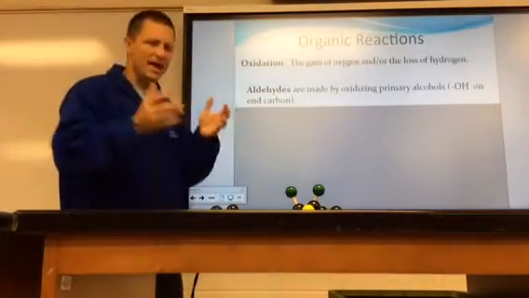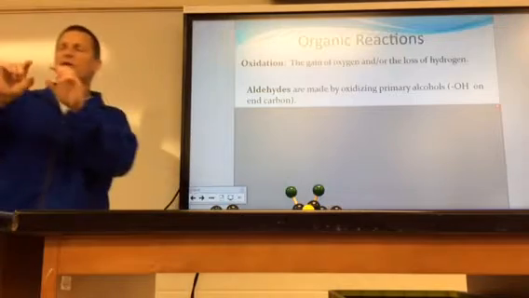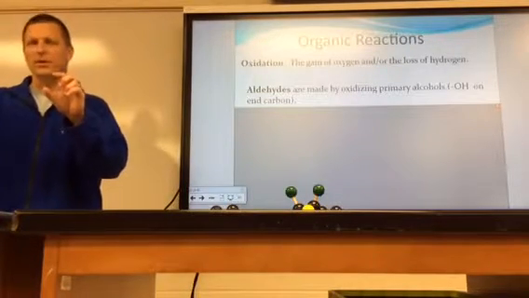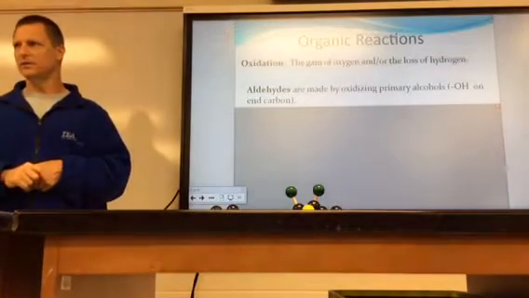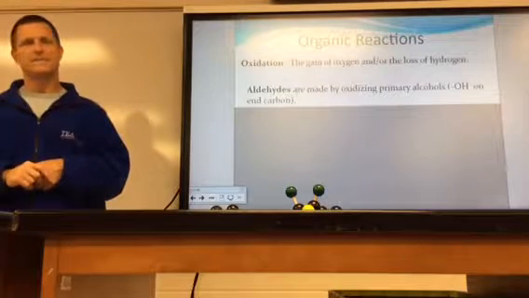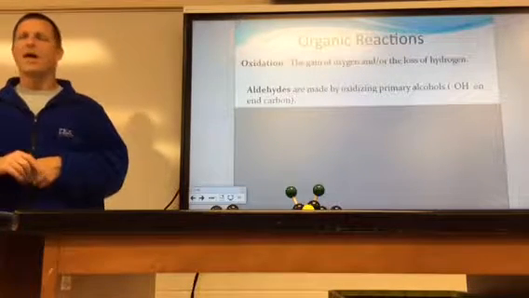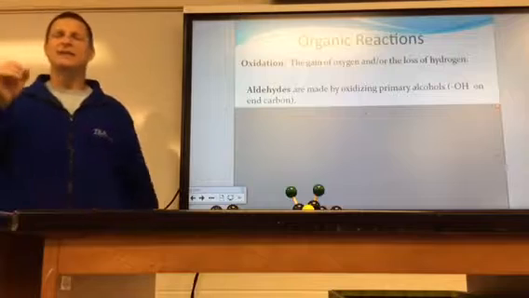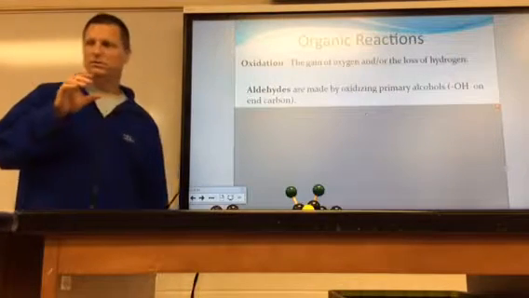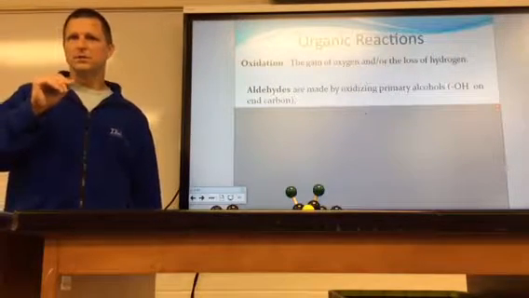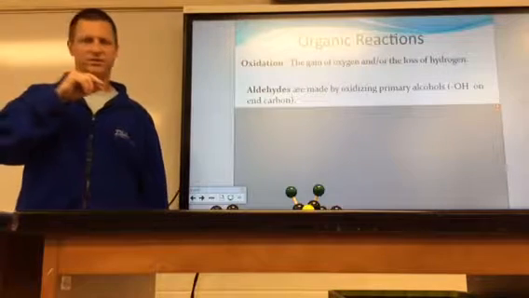We talked about what an aldehyde is. It's where you have a chain of carbons. The end carbon has a double bonded O on it. Aldehydes are made by taking a primary alcohol and having it undergo oxidation.